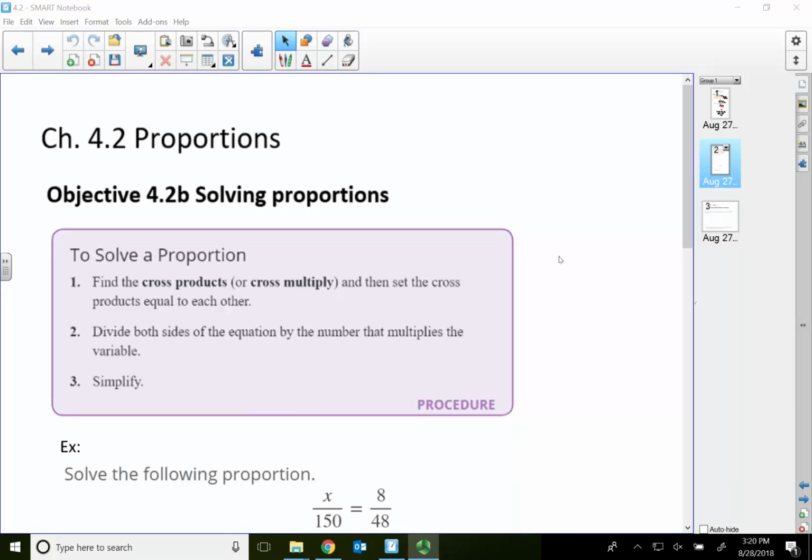Welcome back to Module 4.2. In this lecture video, we're going to talk about solving proportions and we will do some application problems as well.